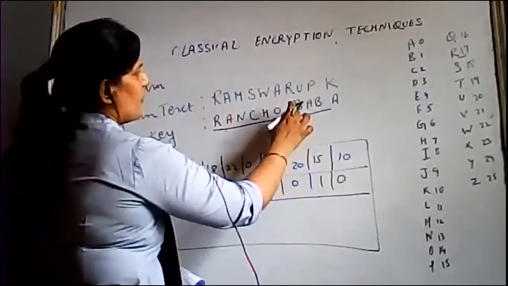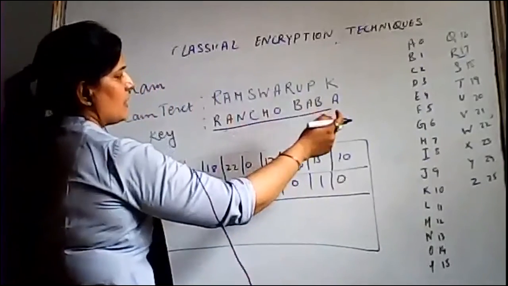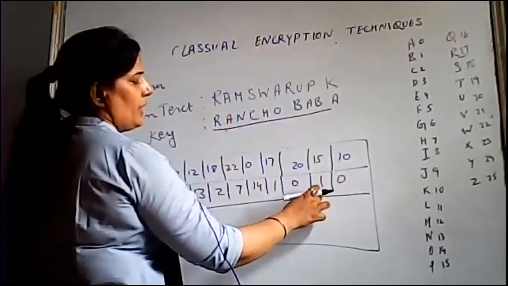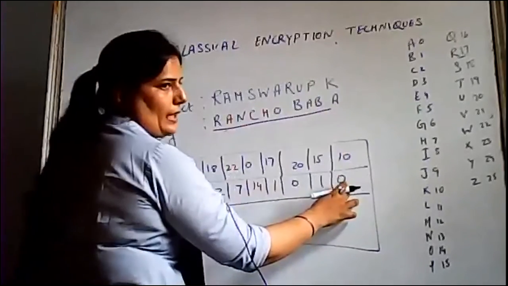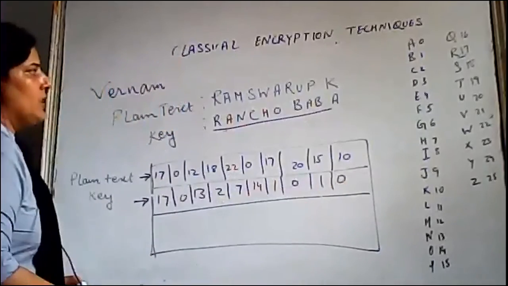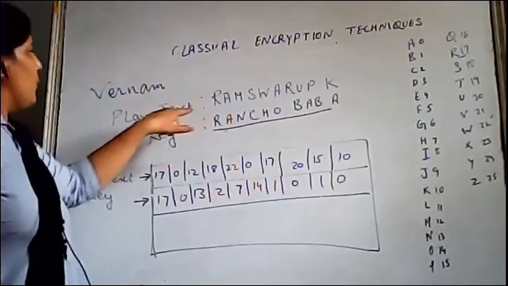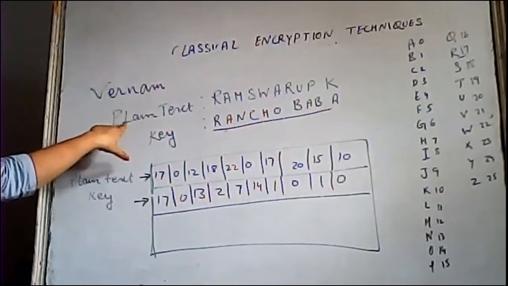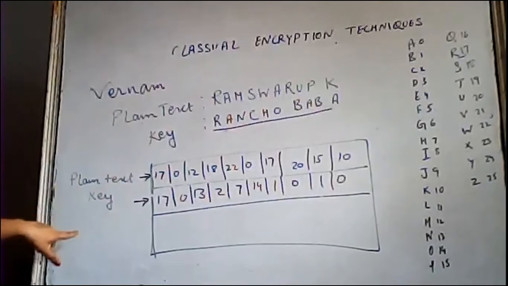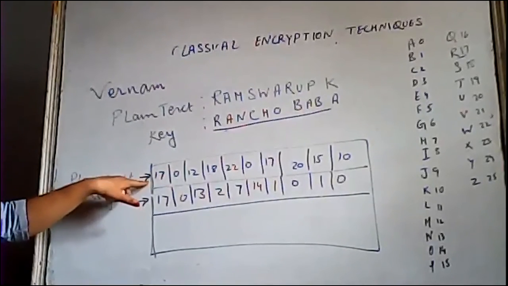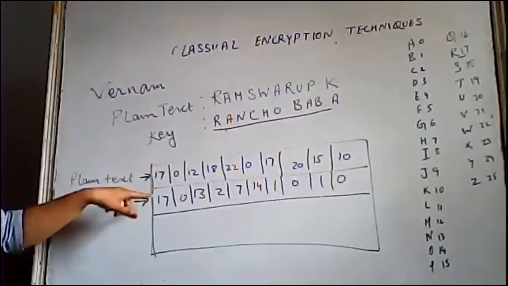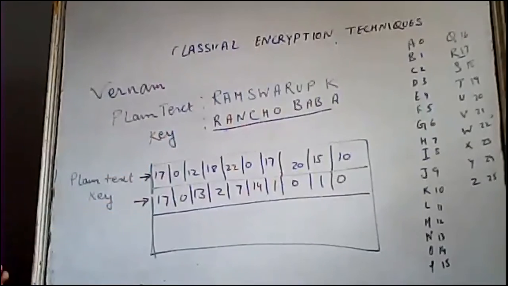So 1 is for this B. For A you have 0. Again for B you have 1, and again for A you have 0. So the very first thing is that we need to translate the alphabets given in my plain text and my key into their corresponding numbers. Whatever key numbers I have given for a particular alphabet, you just substitute those numbers over here.